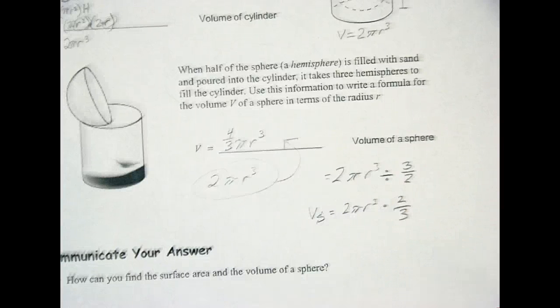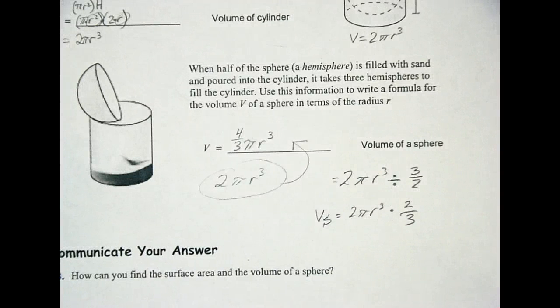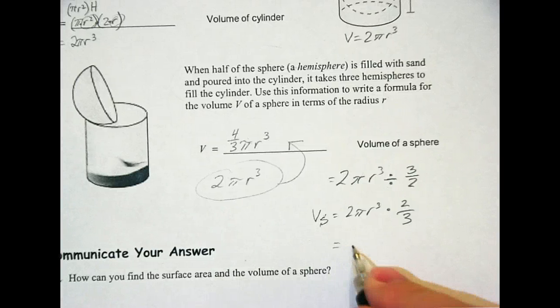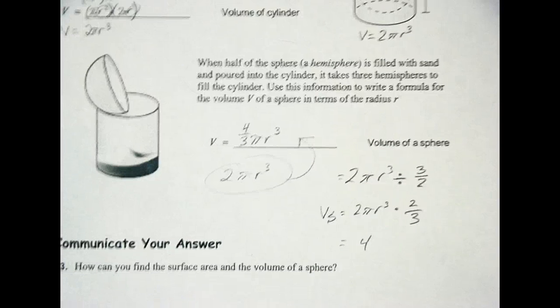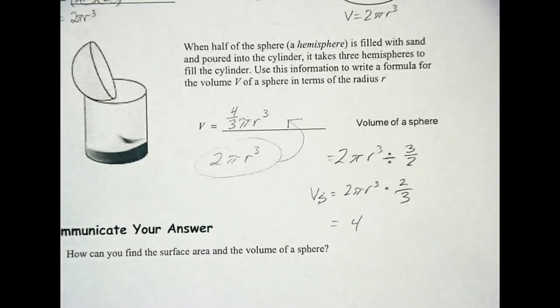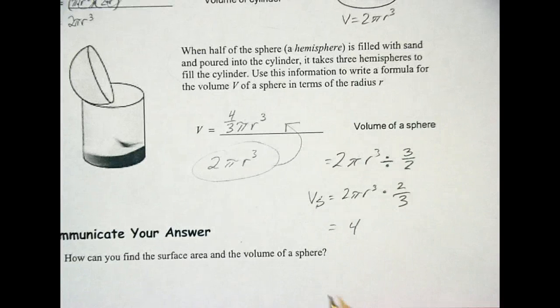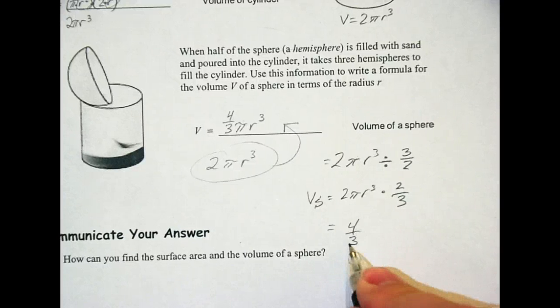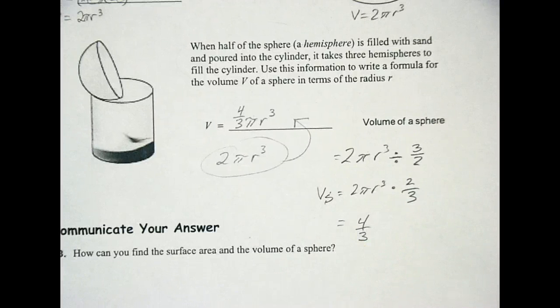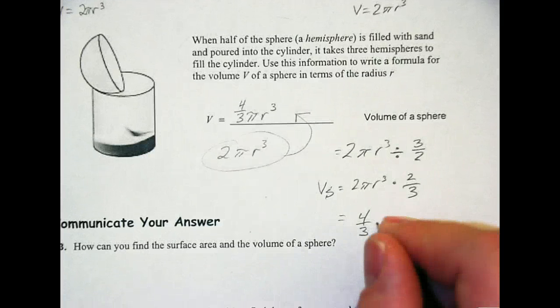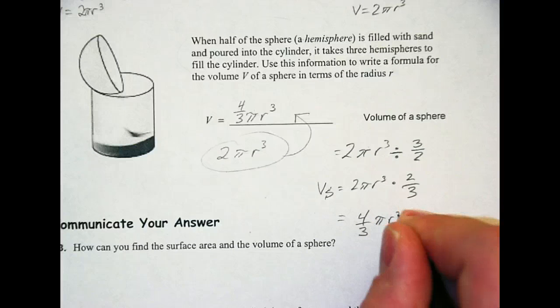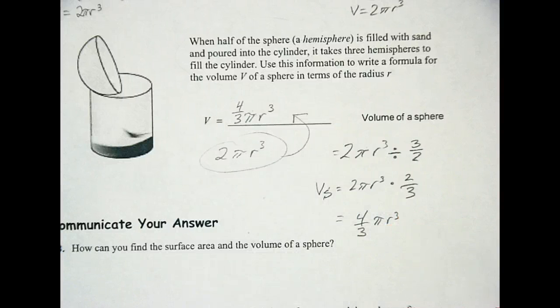2/3. So Zach, when I multiply by 2/3, what does that give me? 4. It gives me 4. What happened to everything else? I think that's part of it. 4/3. Okay, it gives me 4/3. Anything else? Pi r cubed. Pi r cubed? Anything else? No. Equals. Are we sure?